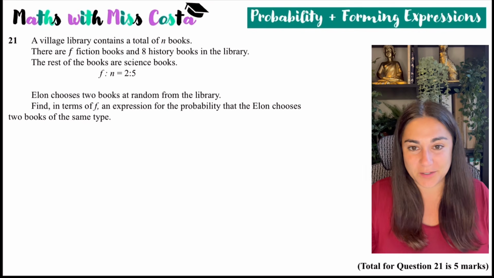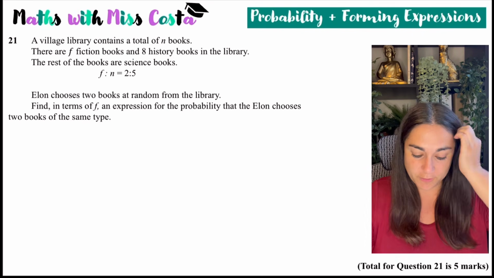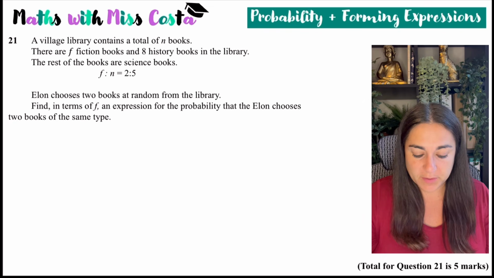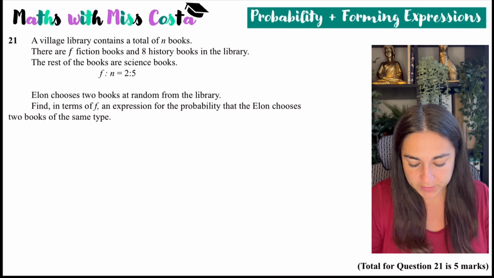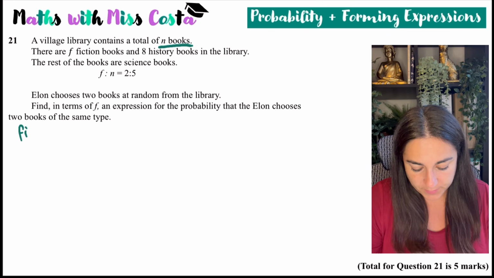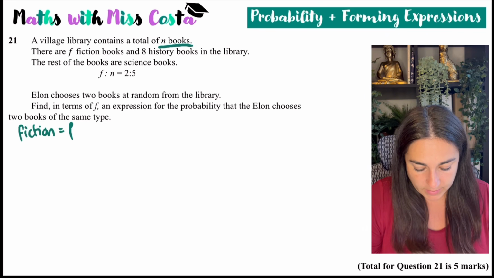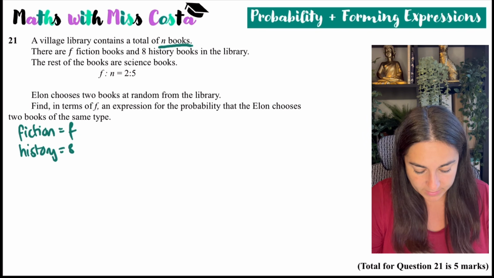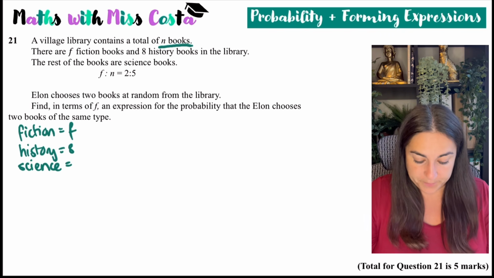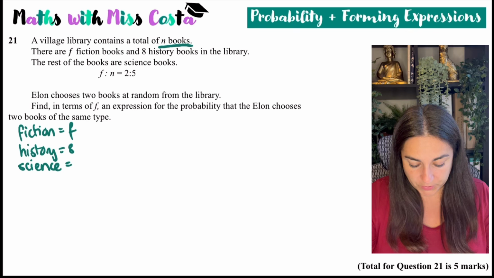Okay, so here we've got quite a tricky probability question that involves ratio and forming expressions. So I'm told that a village library contains a total of n books. There are F fiction books, 8 history books, which is only 8, and then the rest of the books are science. So everything that's remaining is going to be science, out of a total of n books.